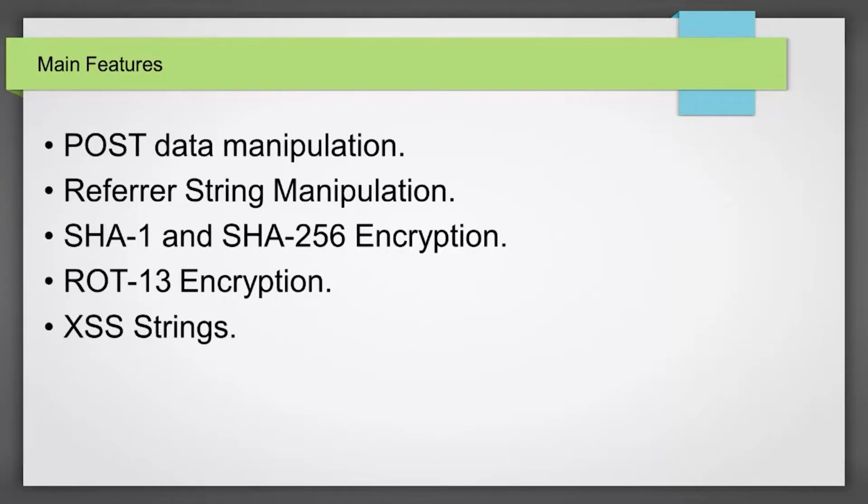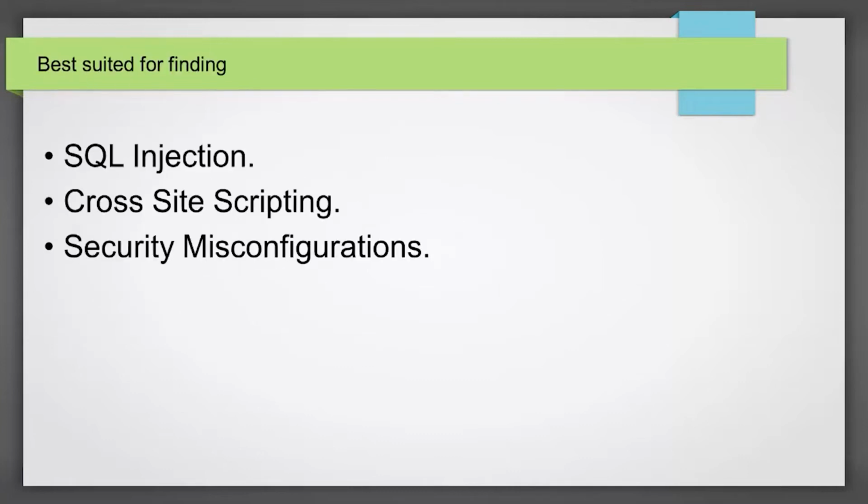Some of the main features of this particular Mozilla Firefox add-on are post data manipulation, referrer string manipulation, the implementation of SHA-1 and SHA-256 encryption, ROT13 encryption, and XSS strings. This particular tool is best suited for finding vulnerabilities such as SQL injection, cross-site scripting, or most of the security misconfigurations.